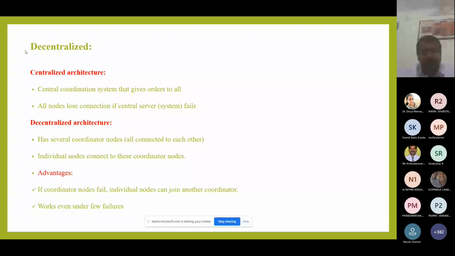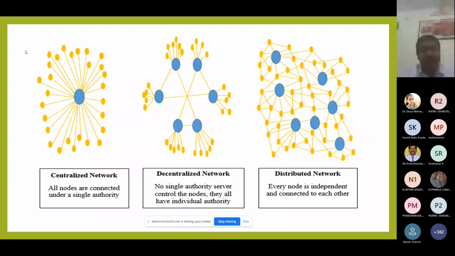So have a look at the centralized and decentralized architecture first. All the nodes are connected to a single authority in the centralized network. The first diagram you can see. In the second one, you can see the nodes are connected to some coordinator nodes. We have 6 coordinator nodes, and this is a decentralized network where no single authority or server controls the nodes.